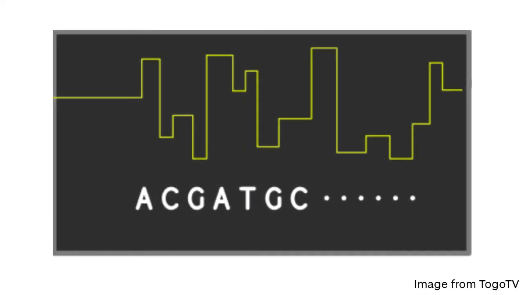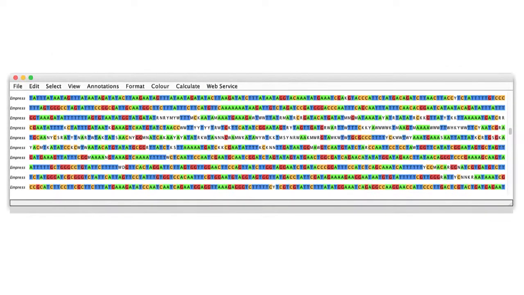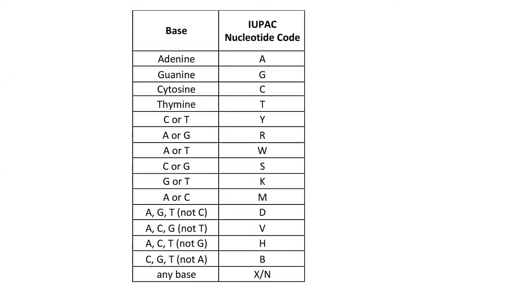The level of the electrical signal allows the bases to be identified. However, this process isn't perfect, and the bases can't always be determined. Even after aligning all the reads, the bases at certain locations are not known. There is a standard format for representing this uncertainty. The IUPAC ambiguity codes for nucleotides are shown on the screen.